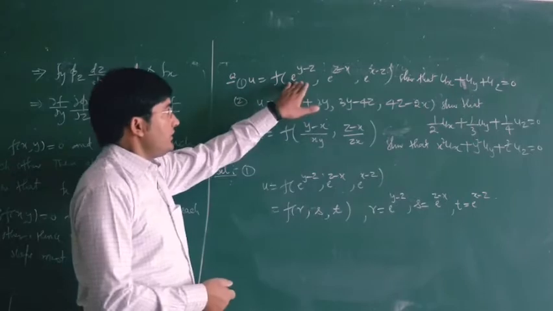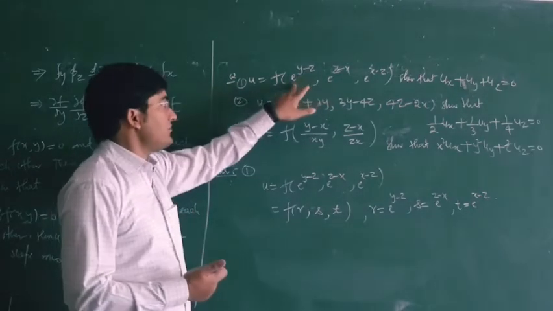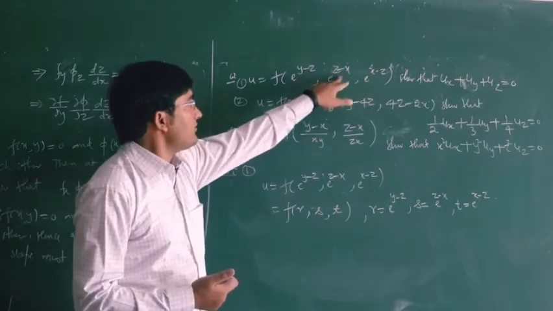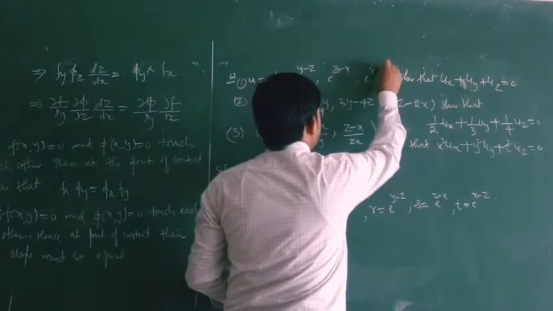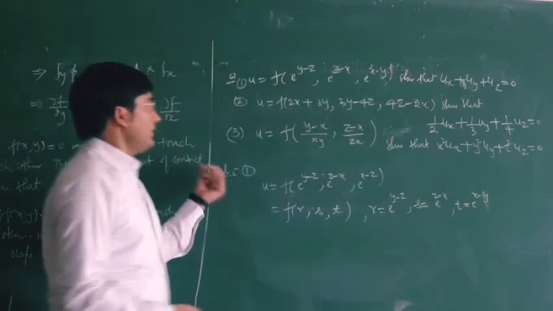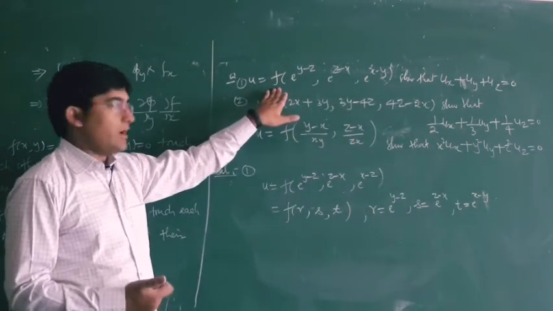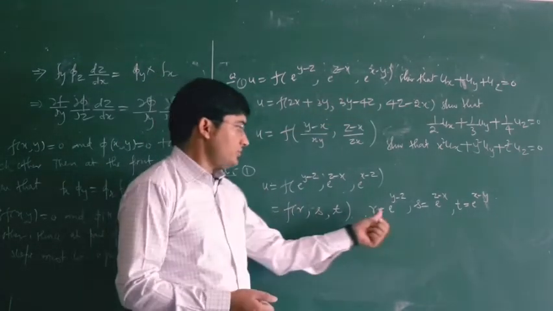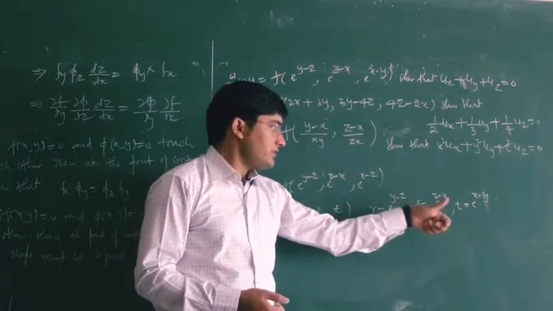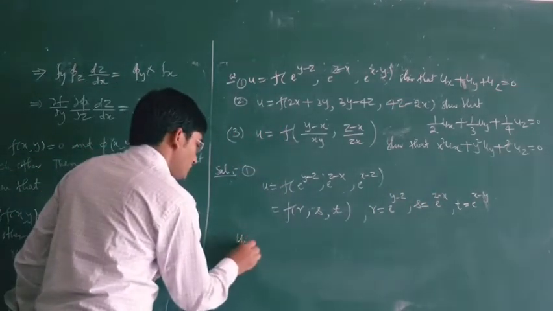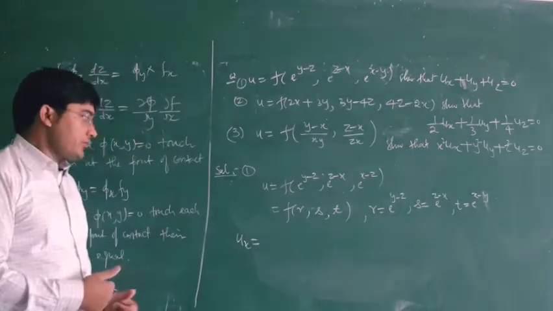Here in place of e^(y-z), e^(z-x), and e^(x-y), we can simply have y-z, z-x, and x-y. Again, our u can be a function of simply y-z, z-x, and x-y. Here our u is a function of e^(y-z), e^(z-x), and e^(x-y). Now for ux, just use the chain rule of partial differentiation.